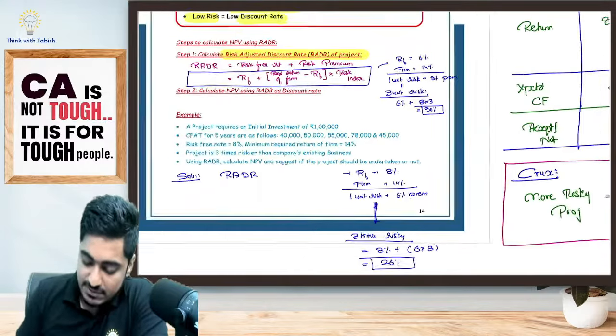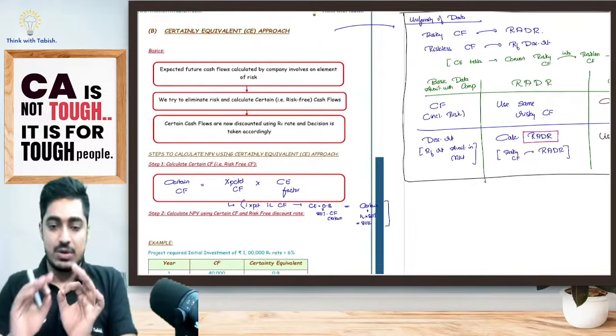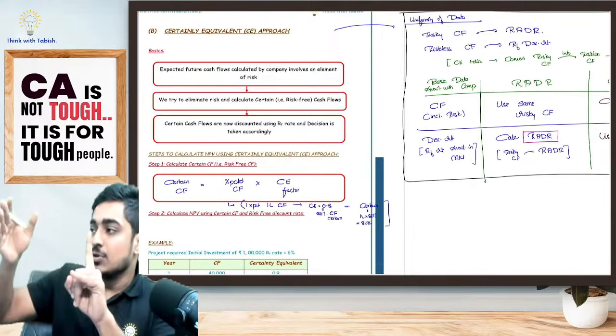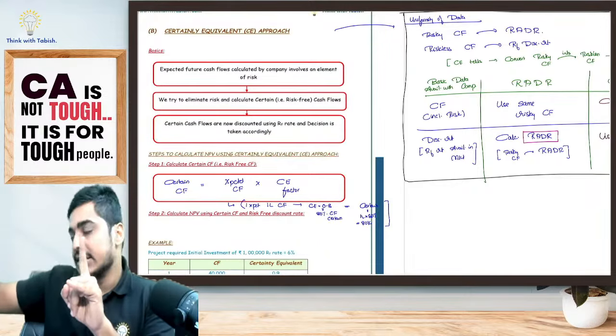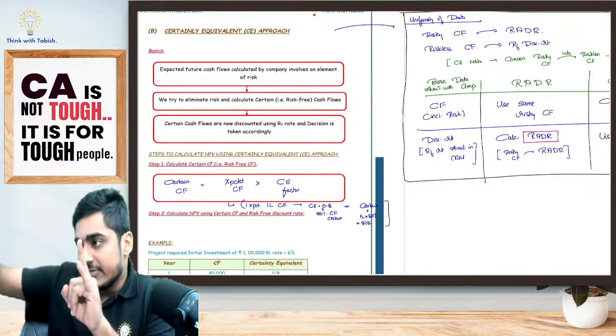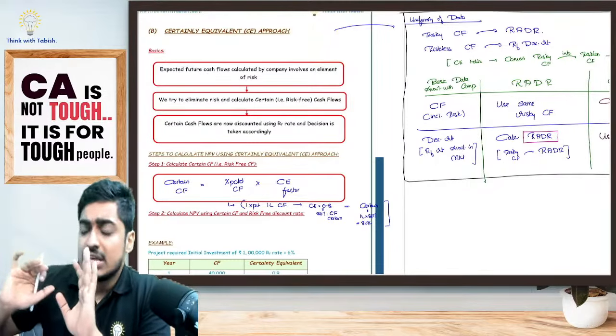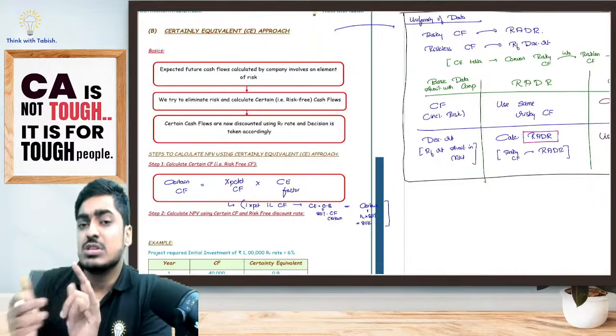Is this clear, everyone? Okay, sir. This is clear, sir. That is my risk adjusted discount rate. It is telling simple, boss. In future I will get cash flows, and they include risk. If it has more risk, I will discount using a higher rate. If it has less risk, I will discount using a lower rate. If it has no risk, I will discount using my risk free rate.